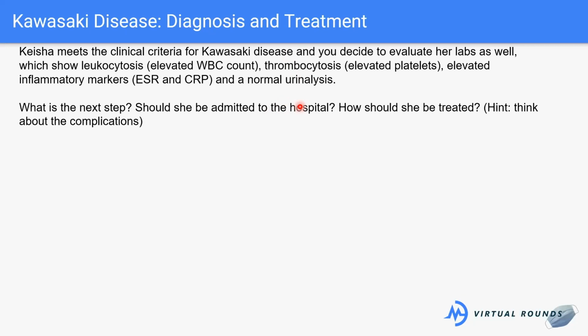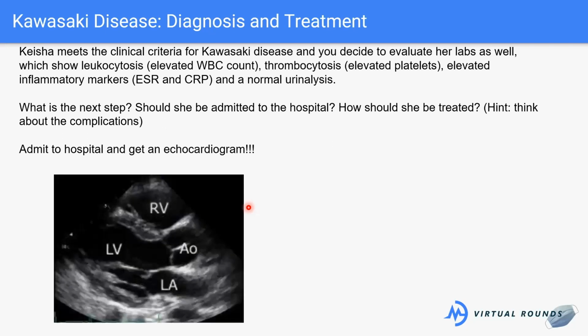Remember that the complications are like the coronary aneurysms and potential myocardial infarction. Are there any tests we can do to look at the heart to make sure it's okay? Echocardiogram, yes, awesome. Definitely an echocardiogram. All patients diagnosed with Kawasaki disease need an echocardiogram at diagnosis. They'll need one follow-up too, to compare, but they do need one right away to give us an idea of what's going on. So she should be admitted to the hospital and she should get an echocardiogram.